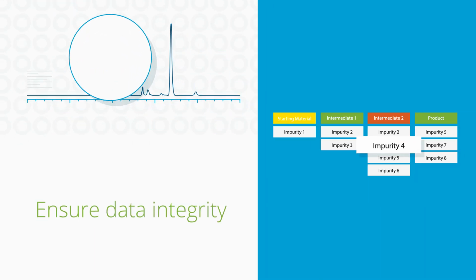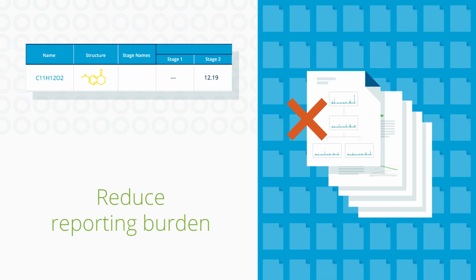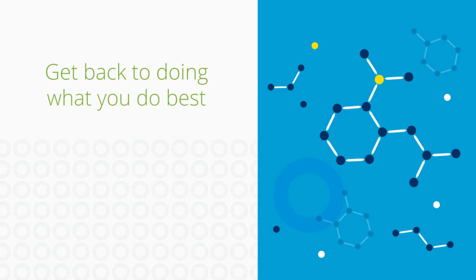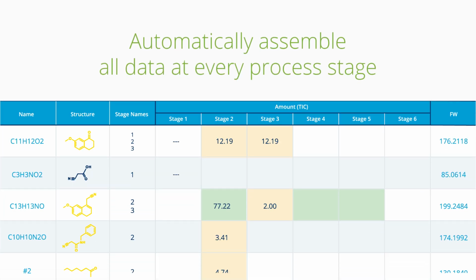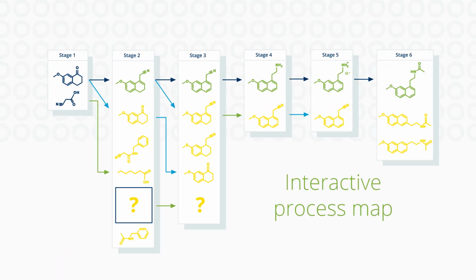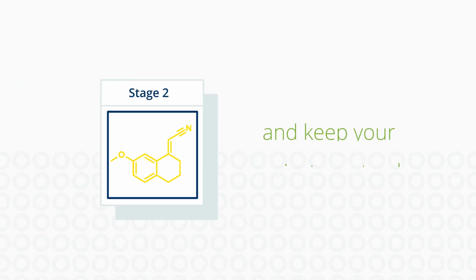That way, you can ensure data integrity and reduce reporting burdens. Then, get back to doing what you do best, great science. And while you're working, Luminata automatically assembles all data for each relative component at every stage. Luminata then takes all that data and builds an interactive process map, so you can make quick, confident decisions and keep your projects on track.